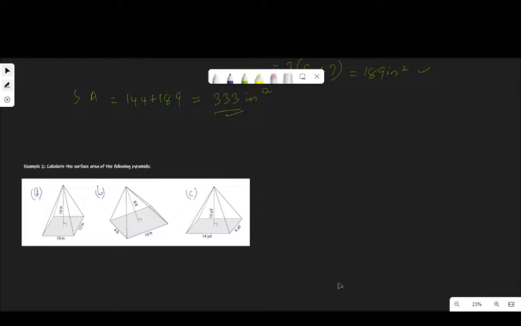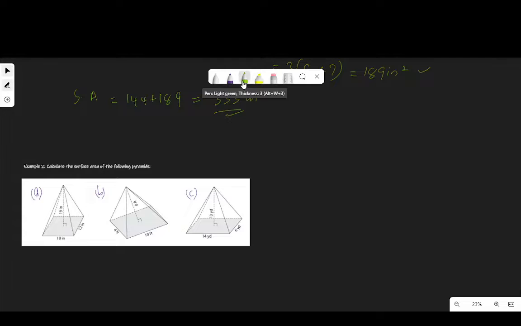Okay, we'll continue with example 2. Example 2 says calculate the surface area of the following pyramids. Here, the pyramids' vertical heights are given, but the slant height is not given. Because of that, we don't know the height of each of the triangles that make up the faces of the pyramid. So we need to calculate the height of those triangles before we can do anything.